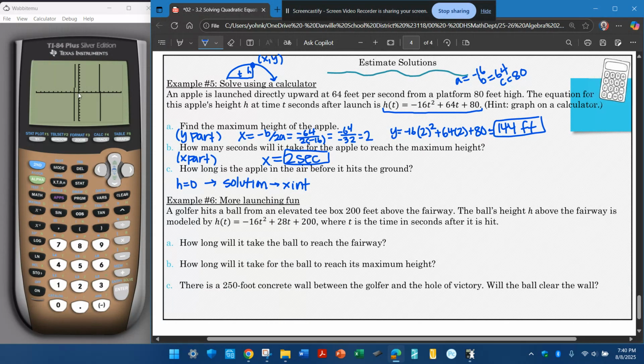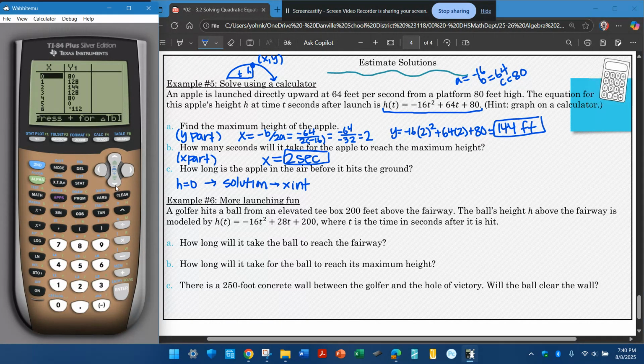Now, I don't really care about the one on the left because negative time doesn't exist. And so technically this part of the graph doesn't really exist in the real world. So I'm only looking for this one on the right. Well, let's go to our table and see if we can find a y value of 0. And look, we can. If our x is 5, we get a y value of 0.